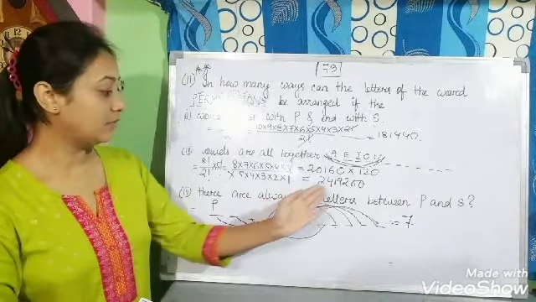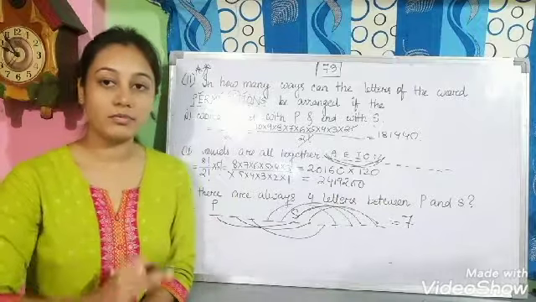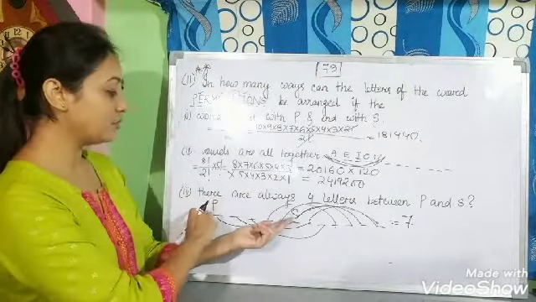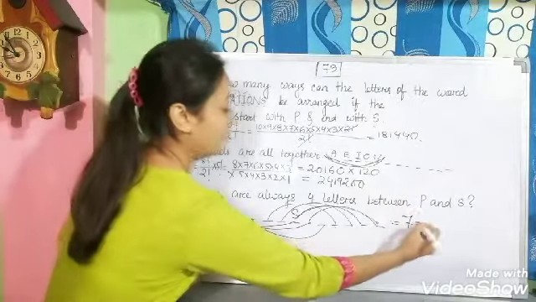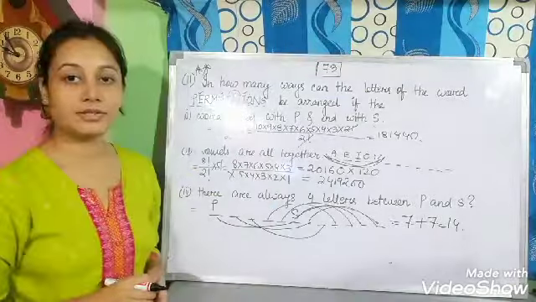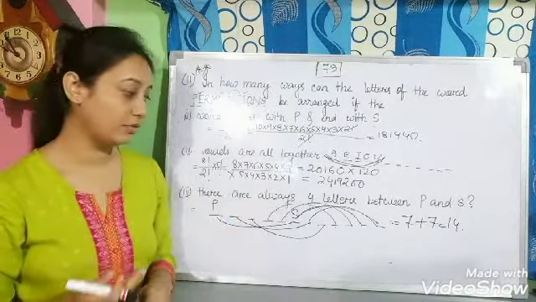But they say that 4 letters are between P and S. Did they say that P will occur first and S will occur in the second place? No. That means if I interchange P and S, another 7 ways I will get. So total how many ways are there? 14 ways.